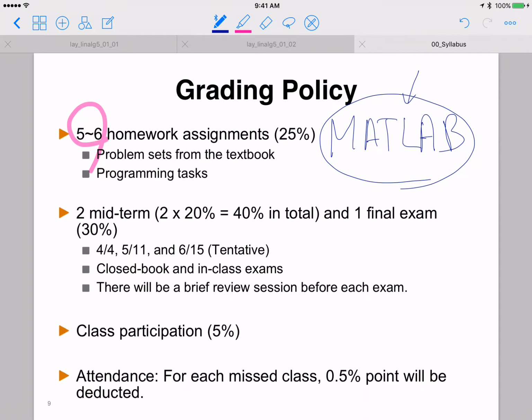We will do some programming assignments using this language.